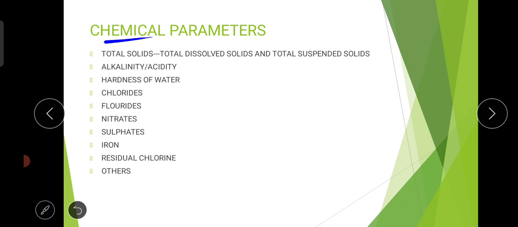Next one is chemical parameters. There are n number of chemical parameters, but if you study these, which you will be doing in your laboratory, you can get through your exam. Even for competitive exams, it is more than enough.